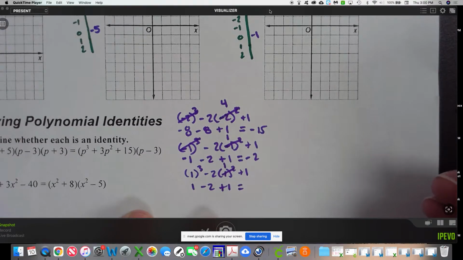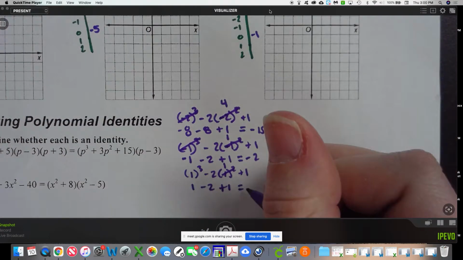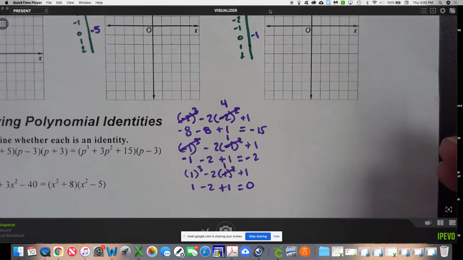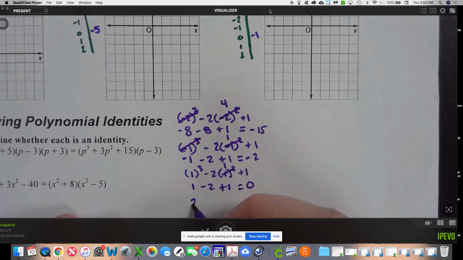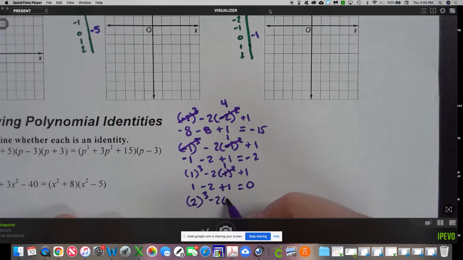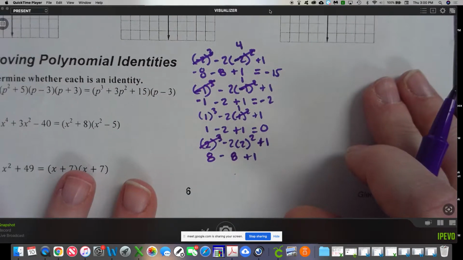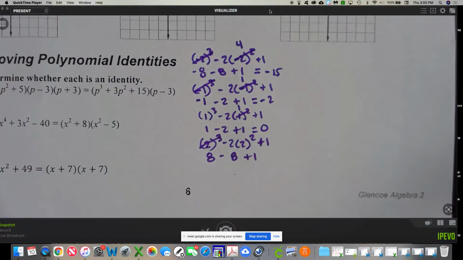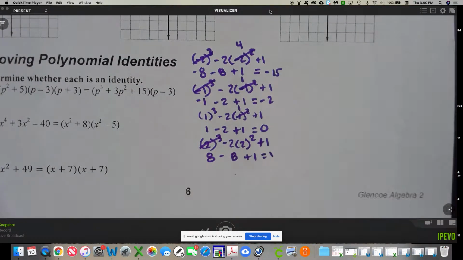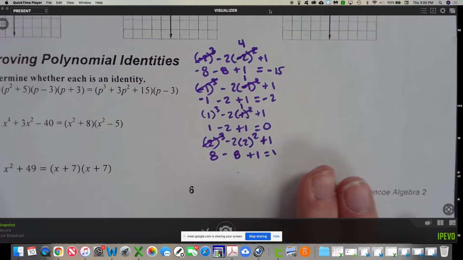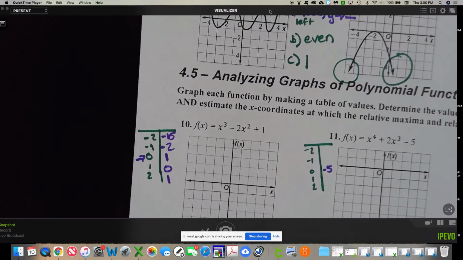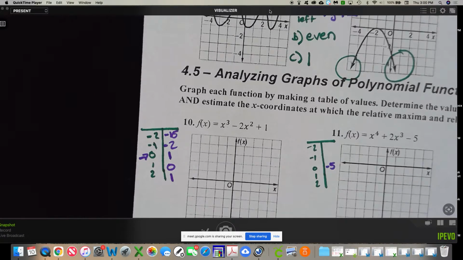Okay. The last one that we have to plug in is 2. 2 to the third power -2 times 2 to the second power plus 1. Okay. 8 minus 8 plus 1. Yes. So that guy's 1. All right. So -15, -2, 0, 1. Okay. So table. Looks like this. I'll wait for it to catch up. That's my table. -15, -2, 1, 0, 1.